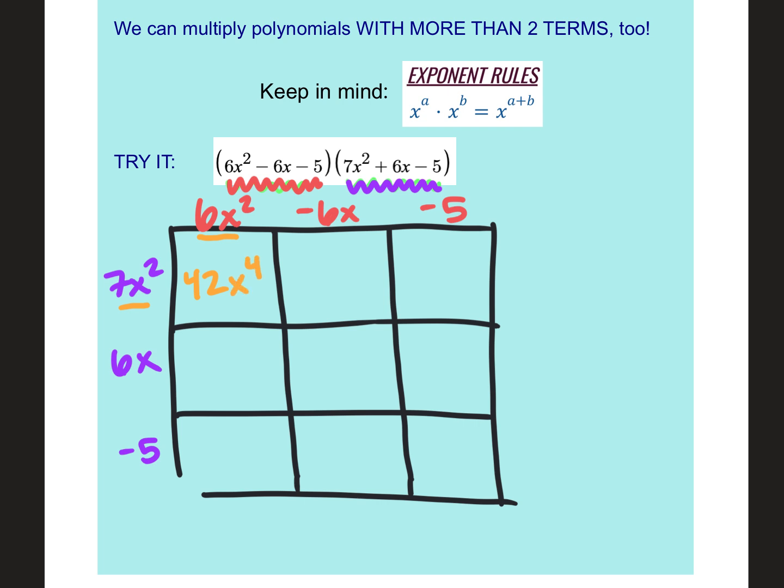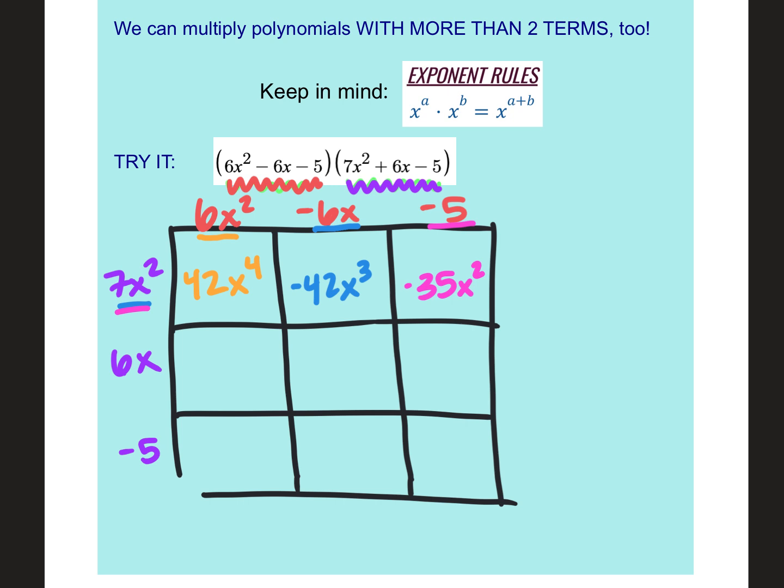I'm going to continue to fill in these other squares within my box by multiplying the outsides. So in the top middle, I'm going to take 7x squared times -6x. 7 times -6 is -42. X times x squared is x cubed. I'm going to continue to make my way across that top row, taking 7x squared times -5. -5 times 7 is -35. So I get -35x squared.